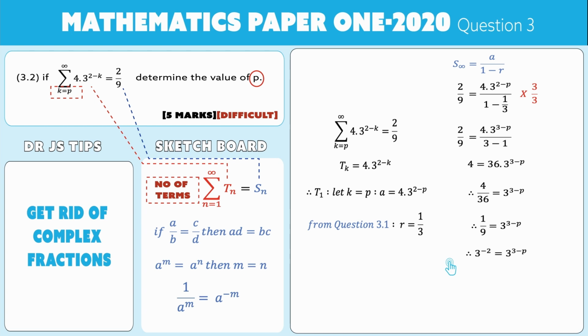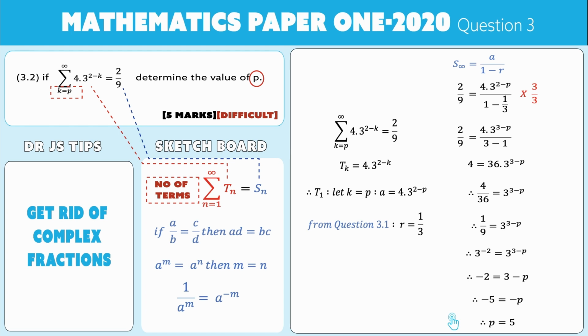We now have our two bases the same, folks. So what can we say? We can immediately say that minus 2 is equal to 3 minus p. The 3 comes to the left. I have minus 5 is equal to minus p. And it's clear to see that p is indeed 5.